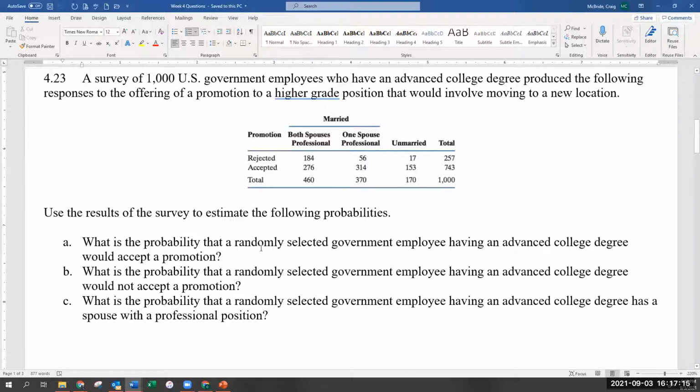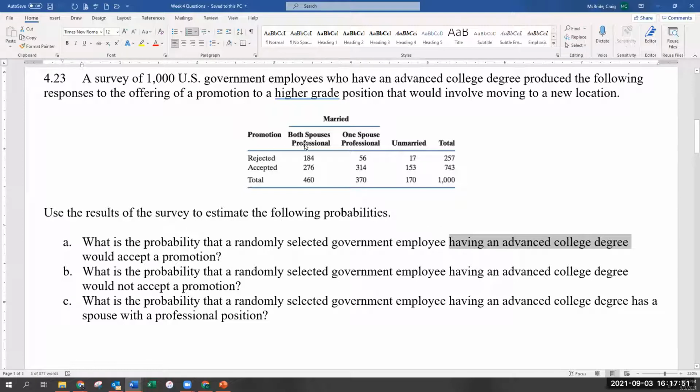So what is the probability that a randomly selected government employee having an advanced college degree would accept promotion, right? Well, having an advanced college degree is a given. This is a conditional probability again. They didn't say what's the probability that if we pick somebody at random, they have an advanced college degree and they accept the promotion. They just say, what's the probability of randomly selecting a government employee who has an advanced degree, and then whether or not, right? So this is a given condition.